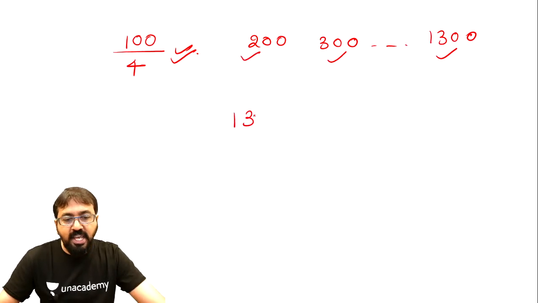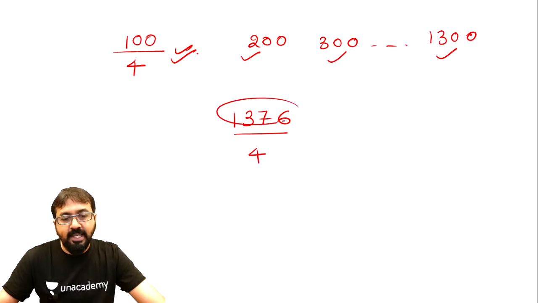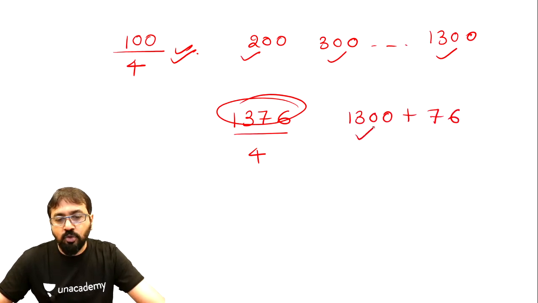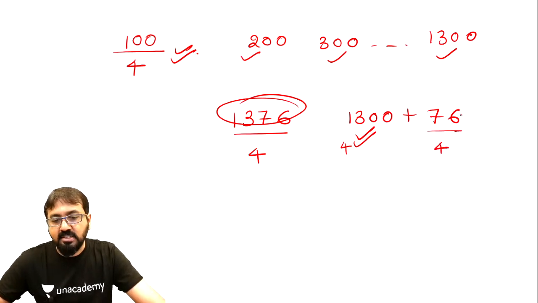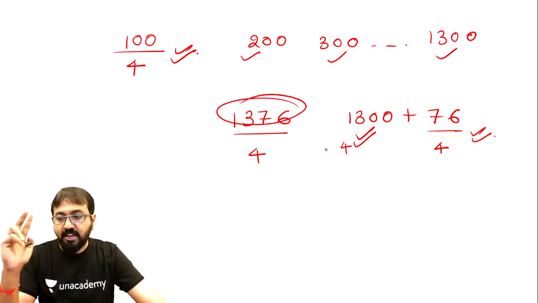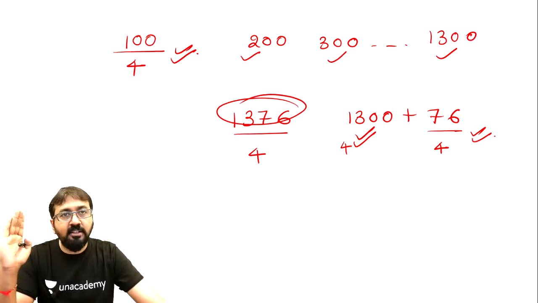So if I want to check whether 1376 is divisible by 4 or not, what I can think is 1376 is nothing but 1300 plus 76. Now I know 1300 is always divisible by 4. So what do we need to check? Whether this 76 is divisible by 4 or not. And that's why for 4 we check the last 2 digits. Are you all clear? Yes, everyone?